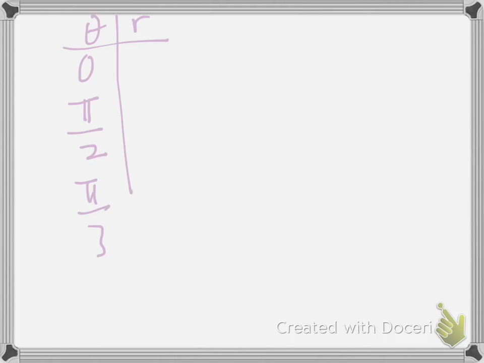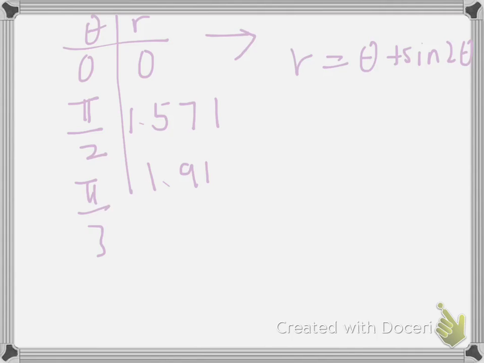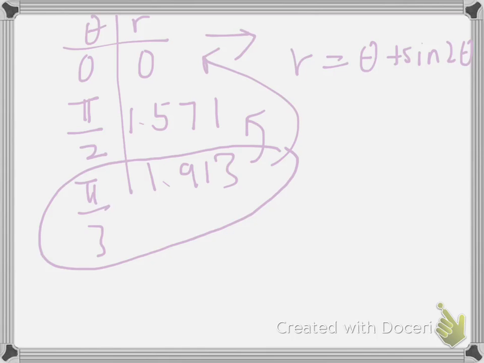So when you plug this theta value into r equals theta plus sine 2 theta, which is the original equation, then when theta equals 0, r equals 0. When theta equals pi over 2, r equals 1.571. And for pi over 3, r equals 1.913. Now, I know this by just plugging into the calculator. So from that, we know that pi over 3 will give you the max distance, because the r is the greatest out of these answers.